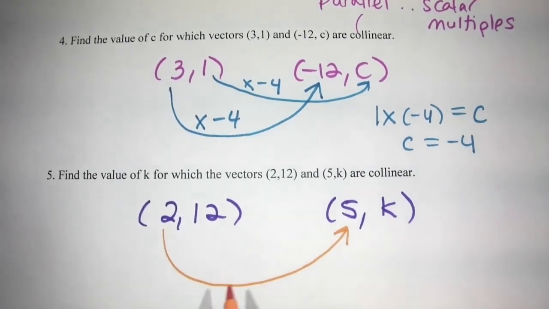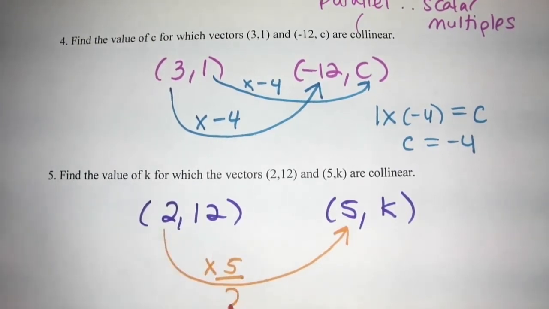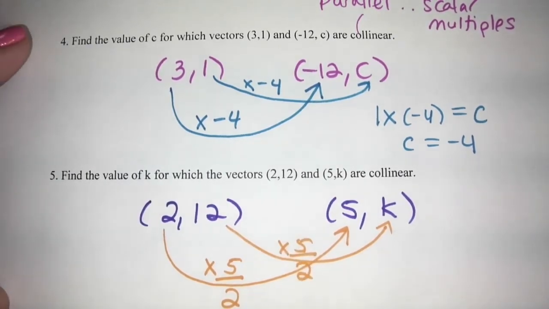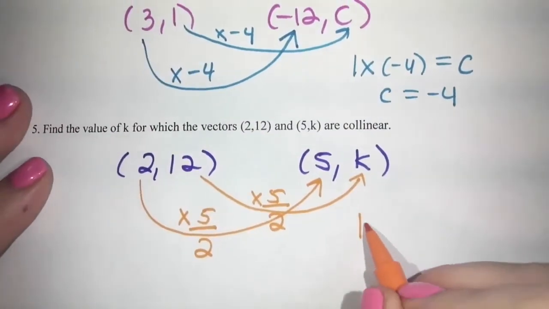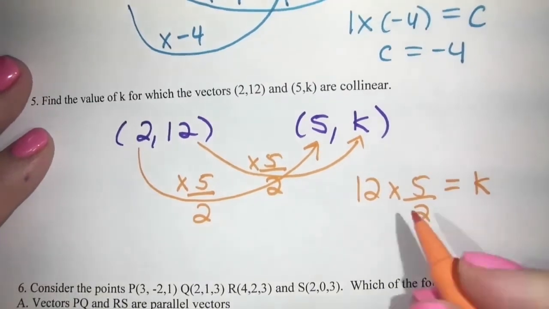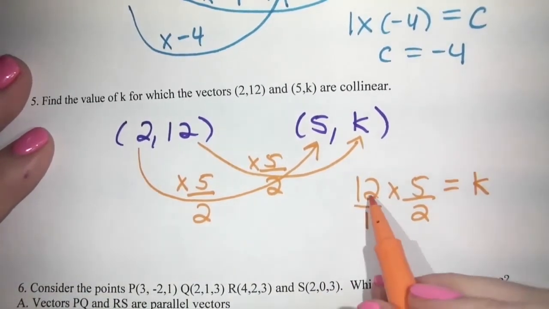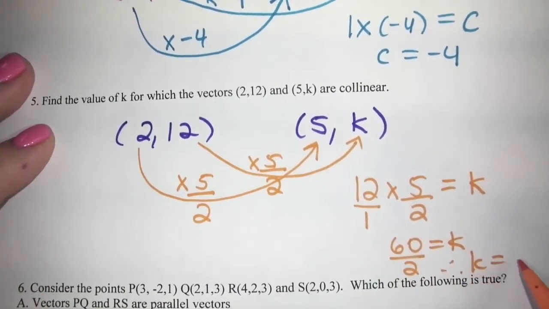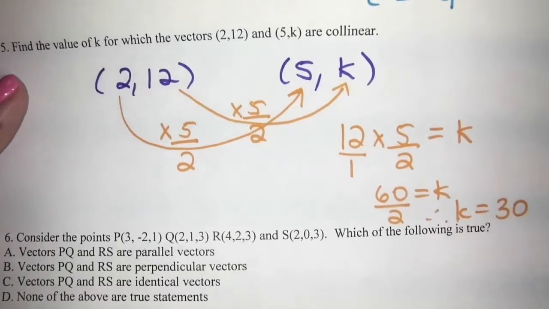But when it's a fraction, we multiply by the number we want to get to on top, over the number that we started with. So check, 2 times 5 is 10, divided by 2 is 5. So that works. So we do the same thing with the 12. We multiply by 5 over 2, which is like multiplying by 5 and dividing by 2. So we get 12 times 5 over 2 is equal to our k. And this 12 is 12 over 1. 12 times 5 is 60, so 60 divided by 2 is k, and therefore our k is 30. And that's our answer.